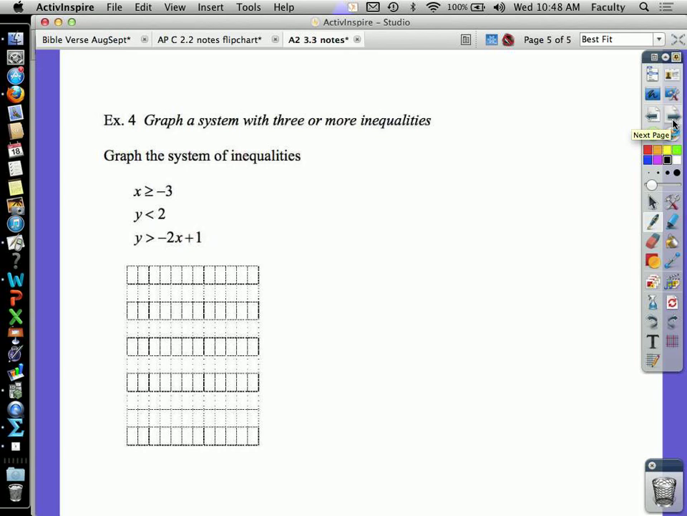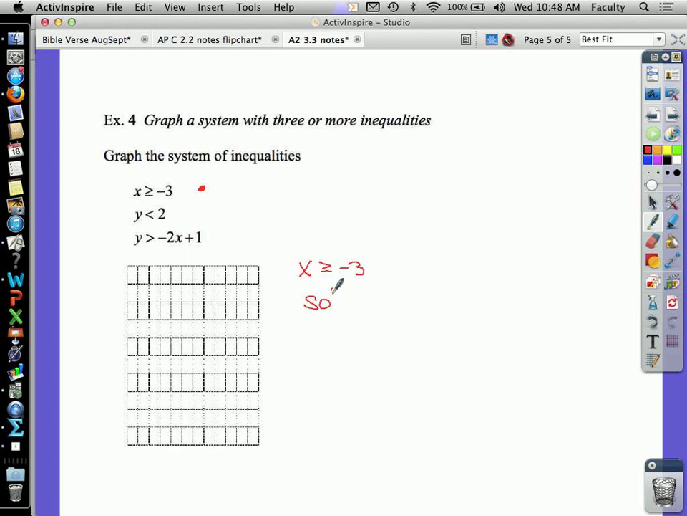Alright, let's look at example 4. We're going to take it up to 3 inequalities. Here we go. Okay, so I'm going to do the first one. x greater than or equal to -3. I'm choosing red. So this is where you're going to need 4 colors.